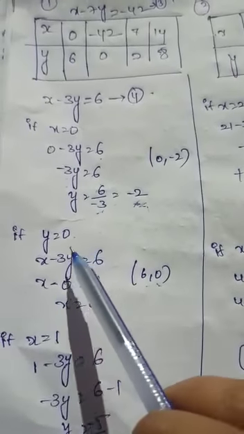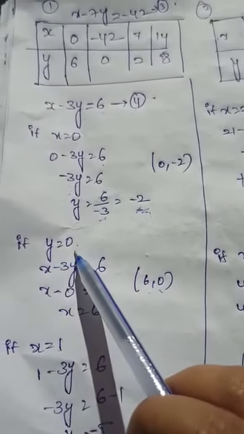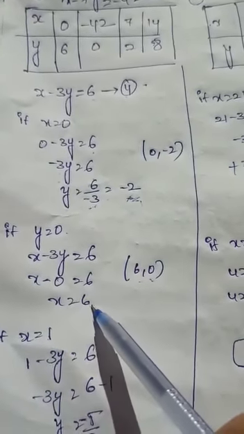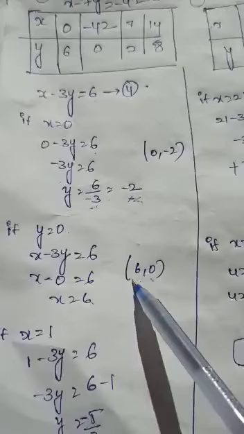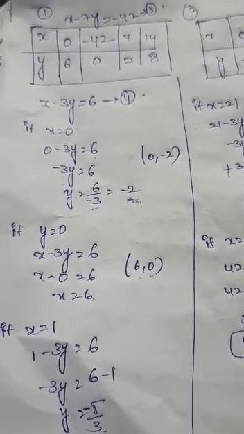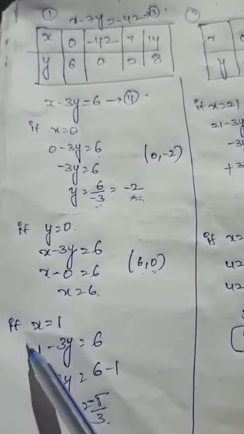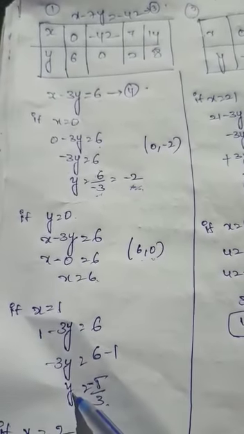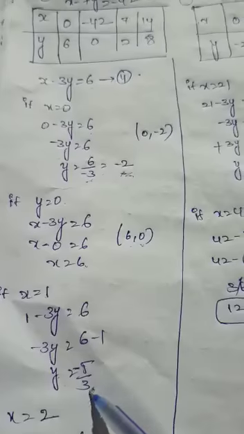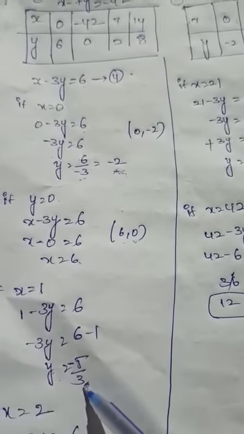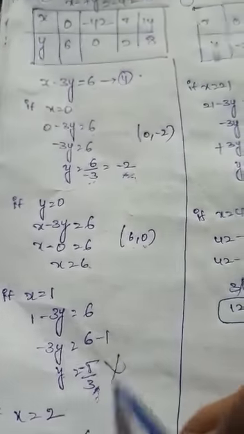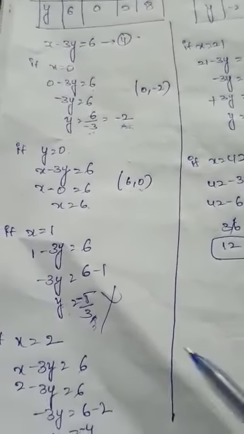In the same way, I take y value 0. Here I get x equal to 6. Here the point is (6, 0). Next, if x equal to 1, we get y equal to minus 5 by 3. See this value? This is a fractional value, so it is difficult to plot the graph. Skip this point.